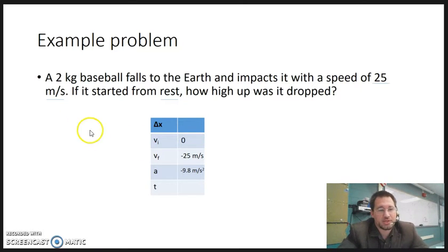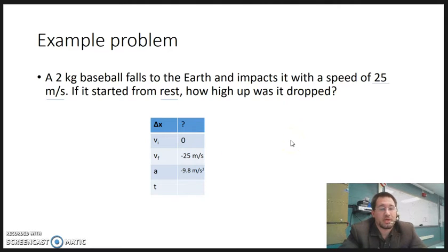Now, you may be questioning, well, what about that 2 kilogram? Well, the 2 kilogram isn't actually useful to us because mass does not actually play a part in motion. It will play a part in forces, and it could affect motion, but it does not play a part in the motion calculation. So, the last thing that we want to identify, other than the values that we know, is the value that we want to know. And that value that we would want to know is this delta x value. That's what we're trying to find because we want to know how high up it was dropped from.